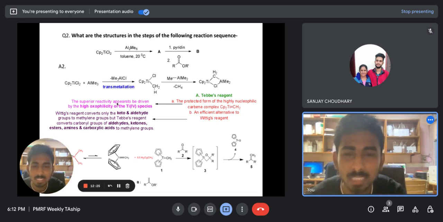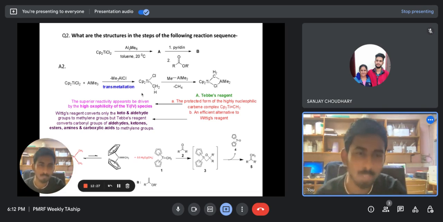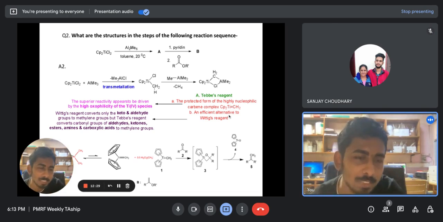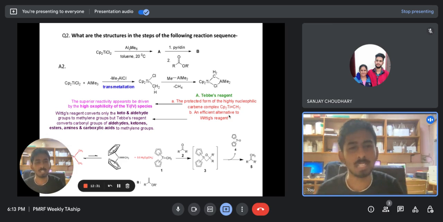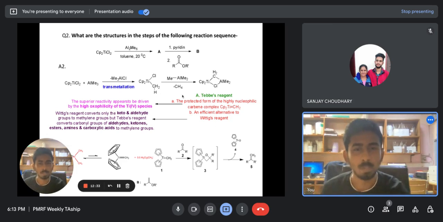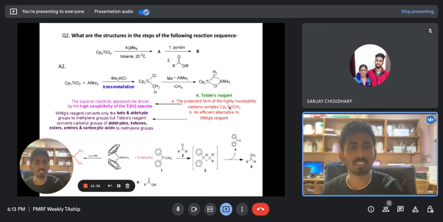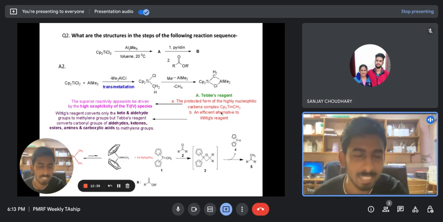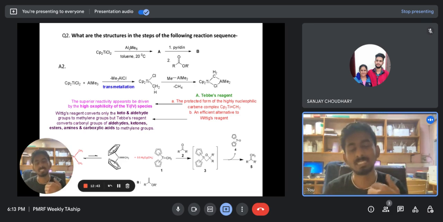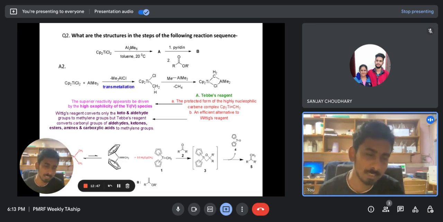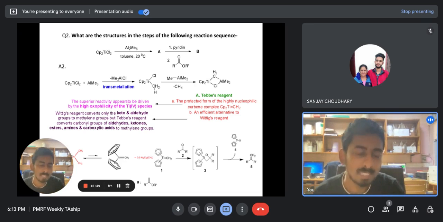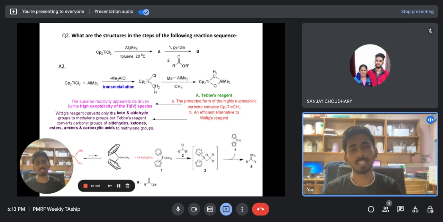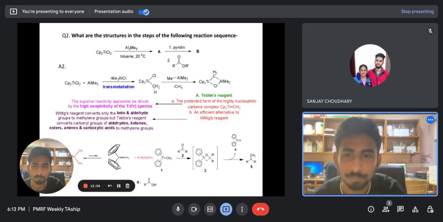So what happens here? The superior activity of this Cp2Ti=CH2, why is it an efficient alternative to the Wittig reagent? Because the Cp2Ti is staying in the +4 oxidation state. So this titanium is highly oxophilic in nature because it is staying in its higher oxidation state. So it is Cp2Ti=CH2, the Schrock carbene, an efficient alternative to the Wittig reagent.